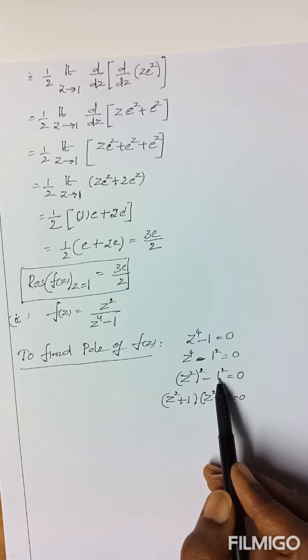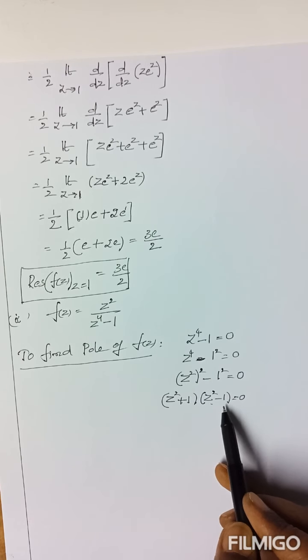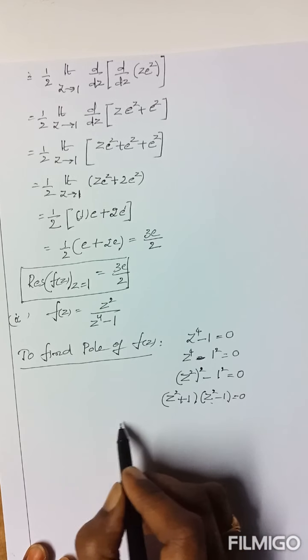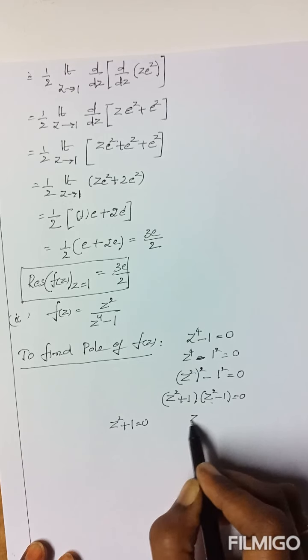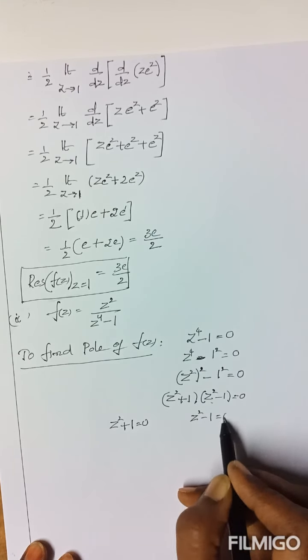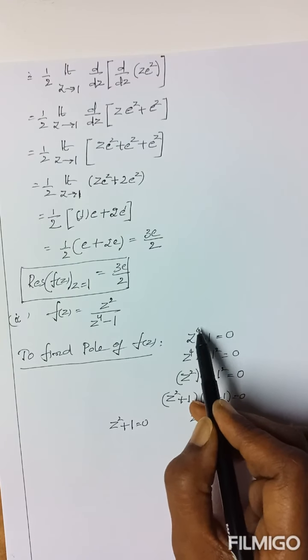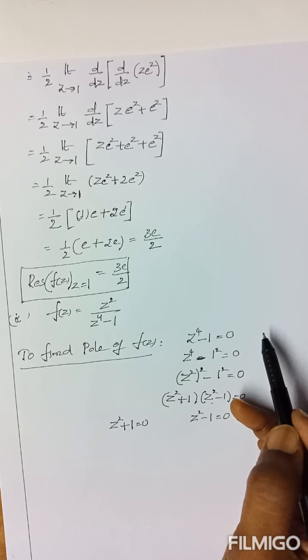A square minus b square can be written as a plus b into a minus b. By equating each factor to 0, you can write the values of z. Those are called poles. Now, z square plus 1 equal to 0, z square minus 1 equal to 0. Why? Because here the power is 4. If you write z power 4 equal to 1, z equals 1.